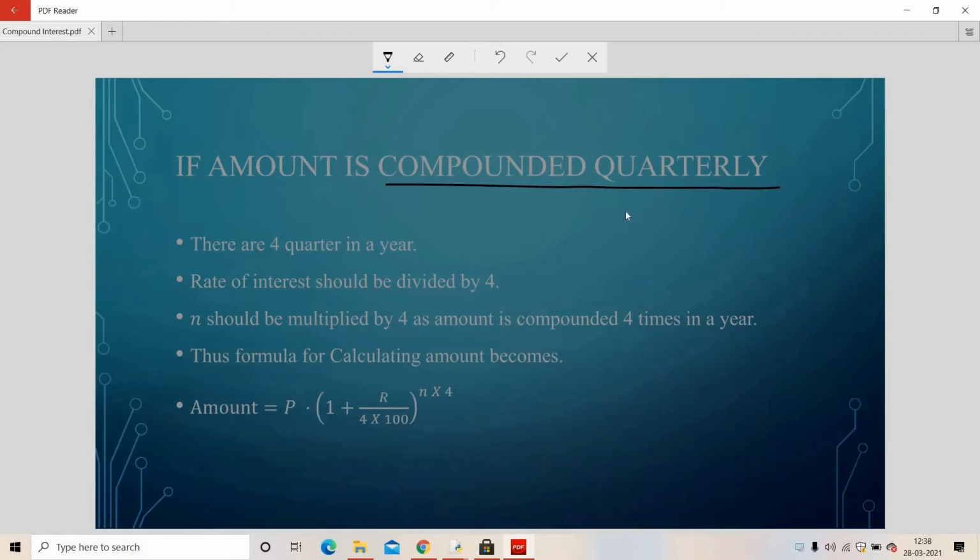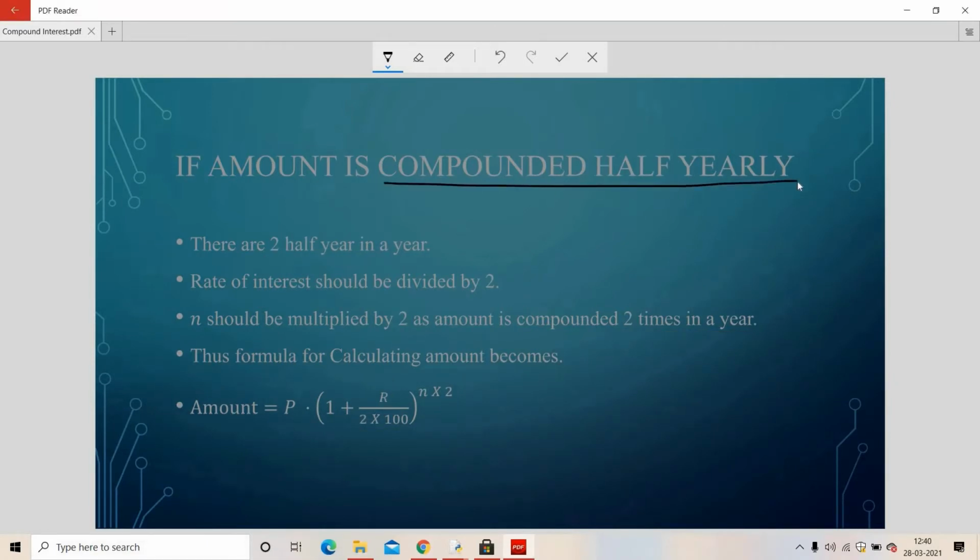If compound interest is compounded quarterly, in one quarter there are 3 months. So there are 4 quarters in a year. To find the rate of interest for one quarter, we have to divide this r by 4. And compound interest is compounded 4 times in a year. So we have to multiply this n with 4.